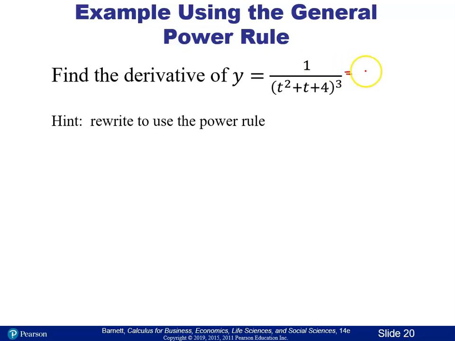So I want to rewrite this as t squared plus t plus 4 to the negative 3 power. Okay, so this will make it easier to do by rewriting it. The rewrite is not the derivative itself, it's simply a rewrite of what we already had. So now if we look at the derivative of it, I can just bring that negative 3 down in front, recopy, keeping this exactly as it is.